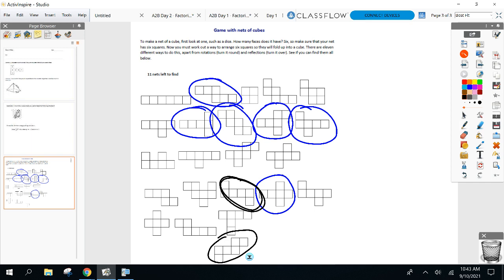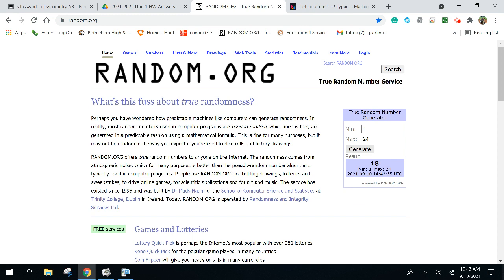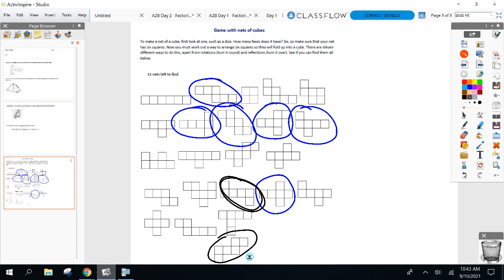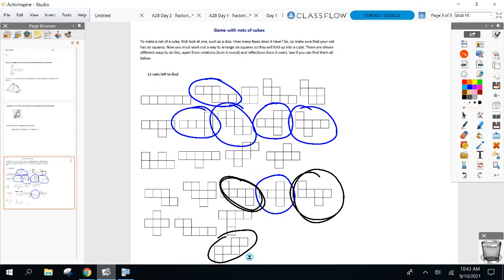3, 6, 8. So we got 3 more nets left. 18. Adrian, going back to you. Row 4, 5 over. This bad boy. Yep. 2 more left. 13. Callum. Row 3, 4 over. This one? Yeah. Got it. 2, 4, 6, 8, 10. One more. One of these bad boys will form a net up here.